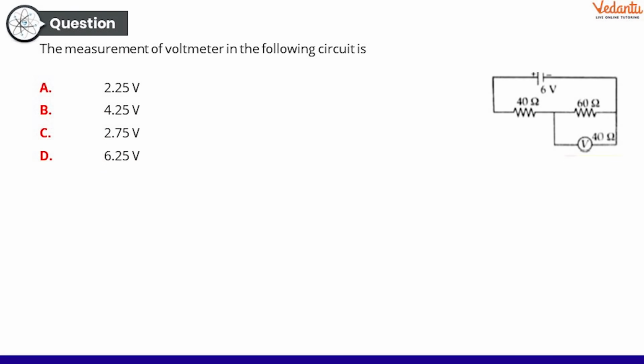Okay, so this looks like the shortest question we've had till now. Okay, question number 7. The measurement of voltmeter in the following circuit is option A, 2.25 volts, option B, 4.25 volts, option C, 2.75 volts, or option D, 6.25 volts. What do you guys think?